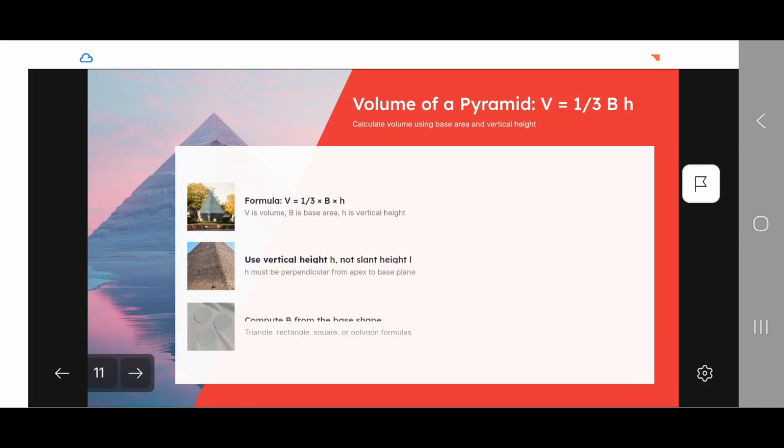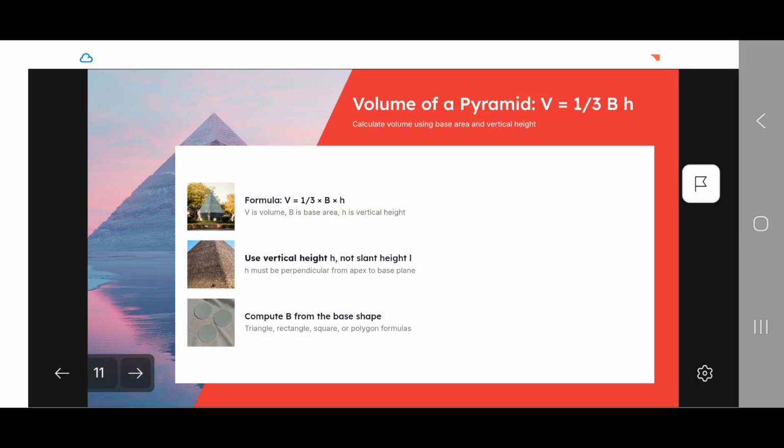So volume of a pyramid. Calculate volume using base area and vertical height. Volume equals a third times base times height. For triangles, it's basically half times base times height. But the other way that I like saying it is base times height divided by 3. In that way, it won't be confusing. So if you get confused, use that.